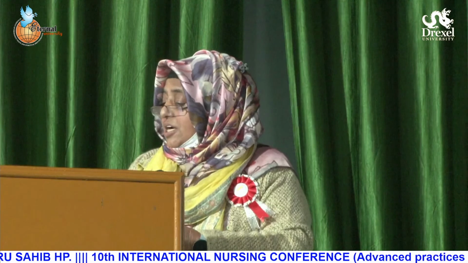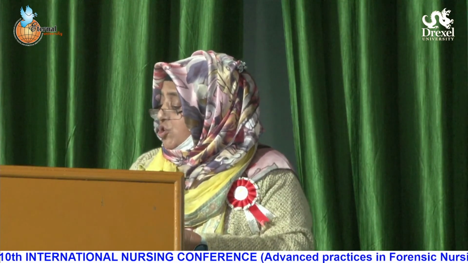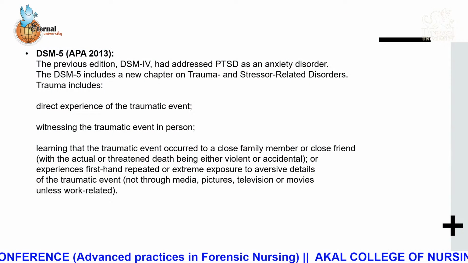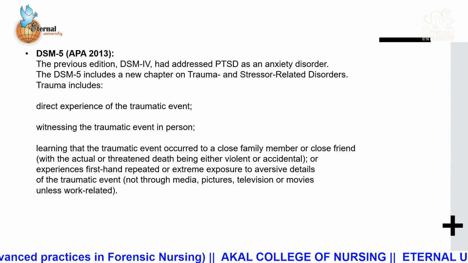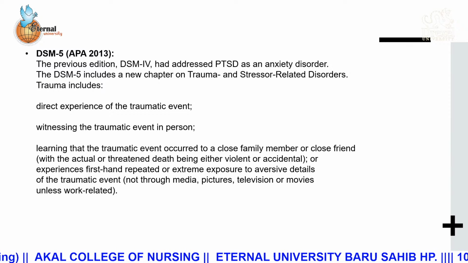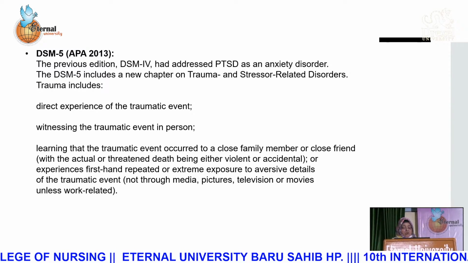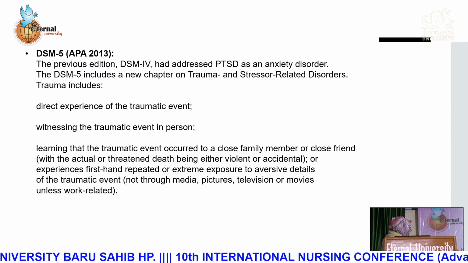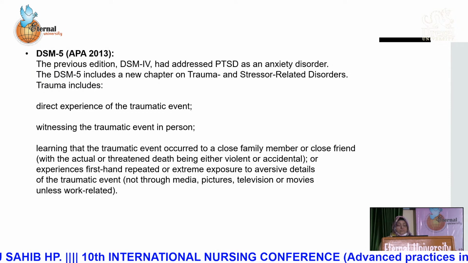And trauma can include direct experience of any traumatic event, as I said. Then it can be witnessing the traumatic event in a person, learning that a traumatic event occurred to a close family member or close friend, with the actual or threatened death being either violent or accidental, or experiencing first-hand repeated or extreme exposure to adverse details of a traumatic event, not through media, pictures, television or movies, unless work related. So it is a definition of trauma.